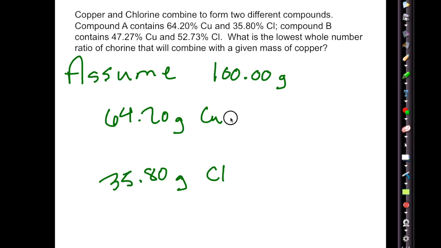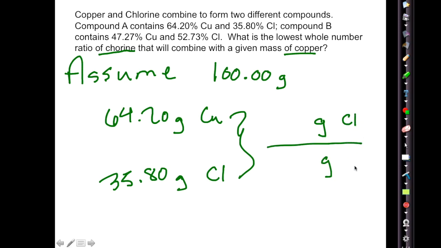So that's what we're going to do next. We're going to set up a ratio. Now notice in the problem here we're looking for the ratio of chlorine that combines with copper. So in my ratio I should have the mass of chlorine in the numerator and the mass of copper in the denominator based on the information that's given here in the problem. So let's see, we've got 35.80 grams of chlorine in compound A. We have 64.20 grams of copper in compound A, and then I just need to divide through.